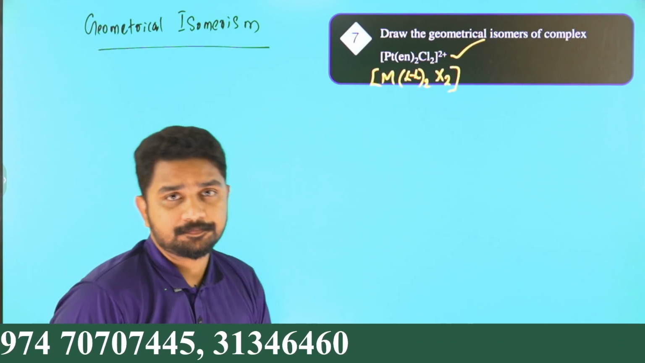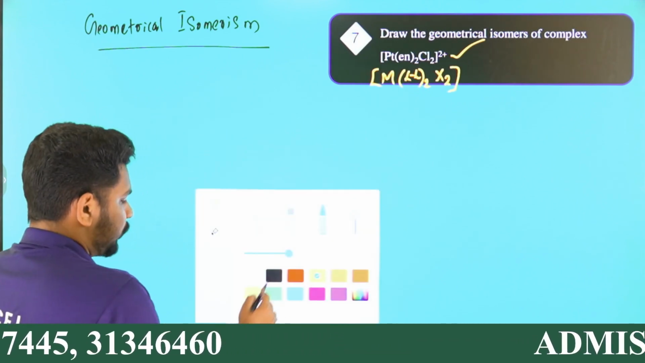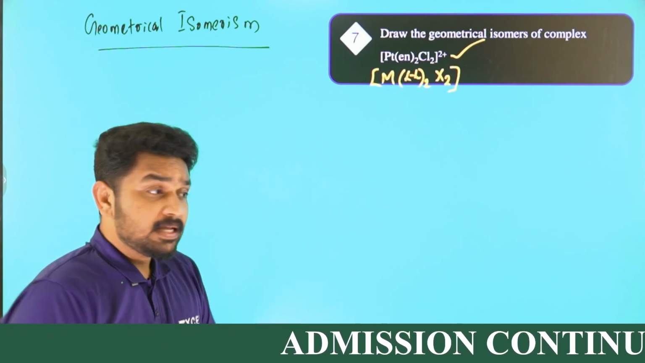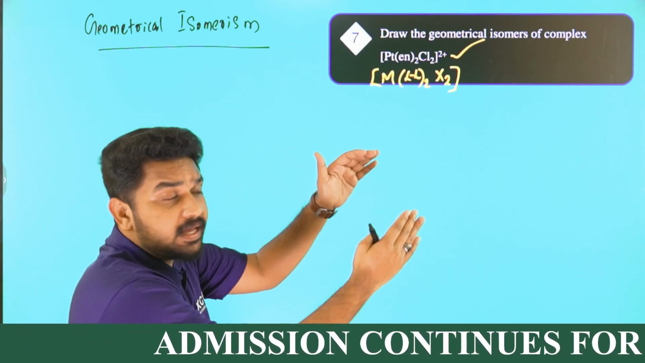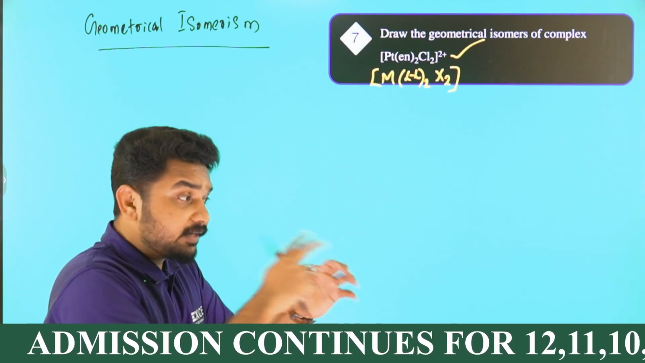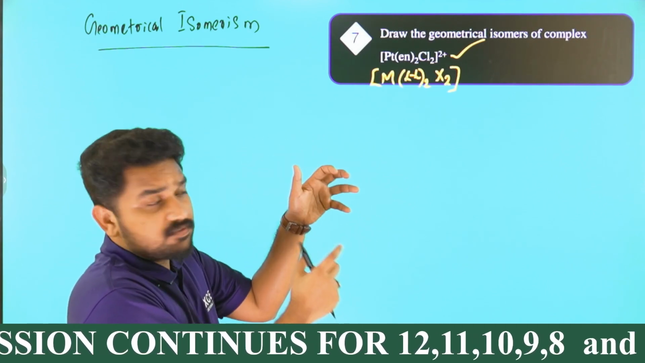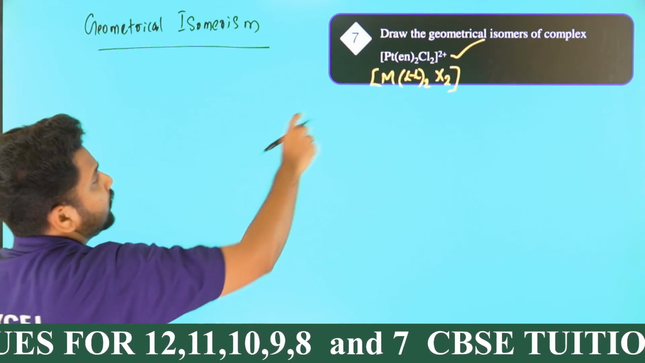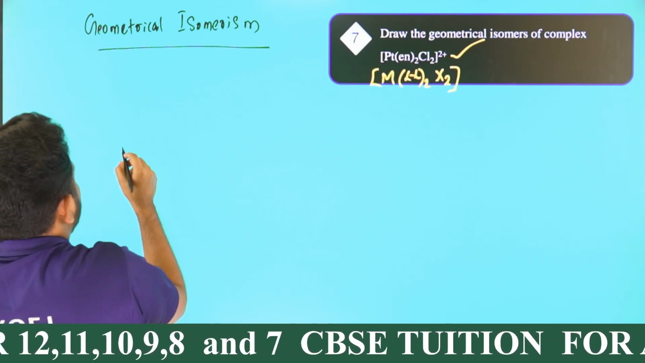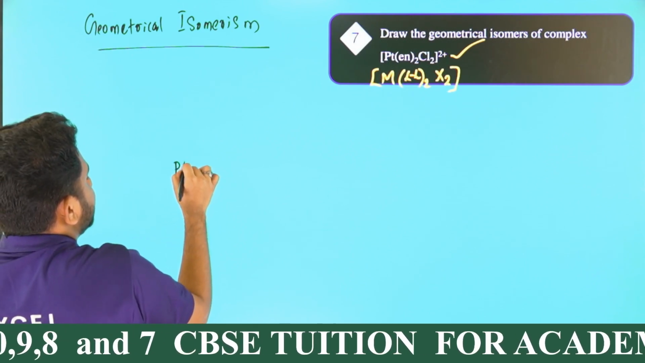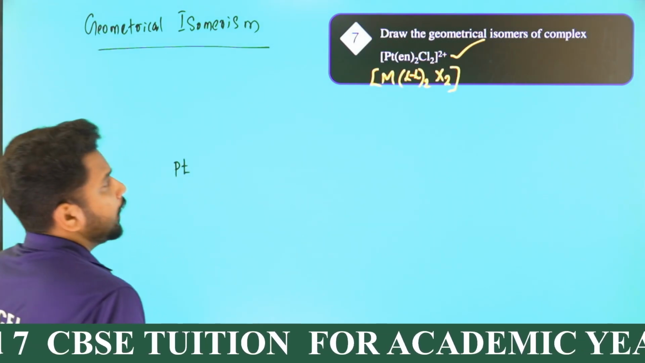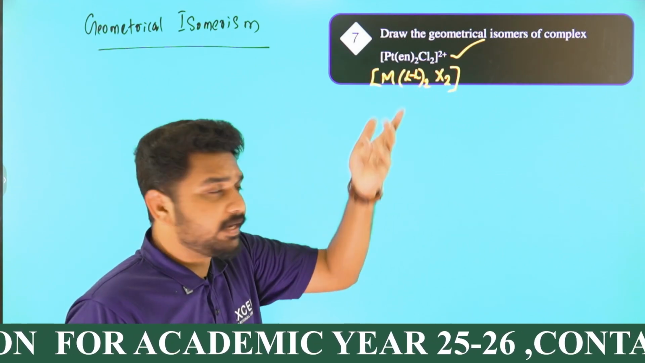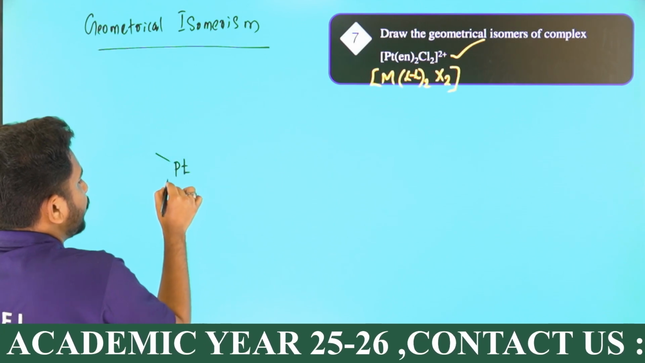Now we should draw that. How can we draw that? Geometrical isomerism can be of two types: cis isomerism and trans isomerism. Cis isomerism means the same ligands will be on the same side. Trans isomerism means the same ligands will be on opposite sides. So let's start with this compound. I'm writing the central metal, platinum. And as I told you, from this it is clear the coordination number is 6, so it will be an octahedral complex.